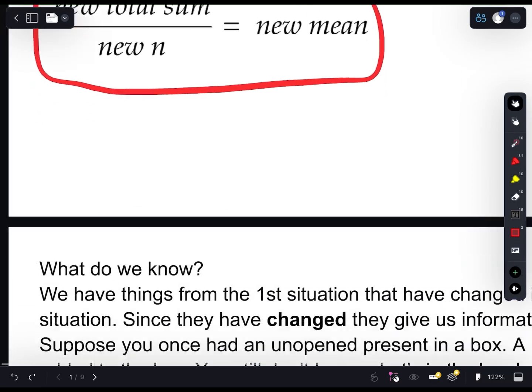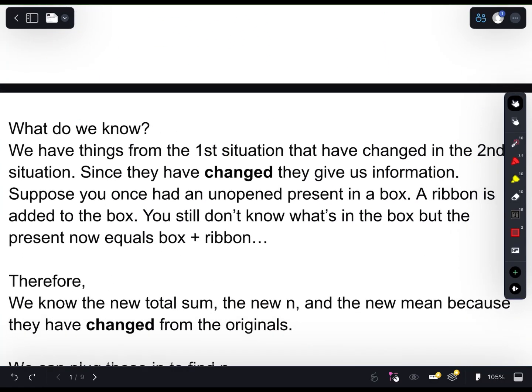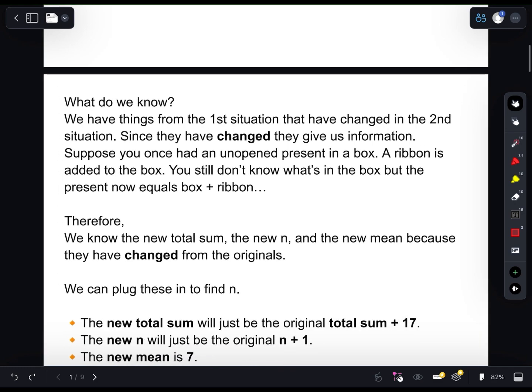Well, let's move on. First of all, it's really good to ask yourself in these questions, what do we know? We have things from the first situation that have changed in the second situation. Since they have changed, they give us information. That's really important. Things have changed. And once things change, you are given information, because information changes these things.